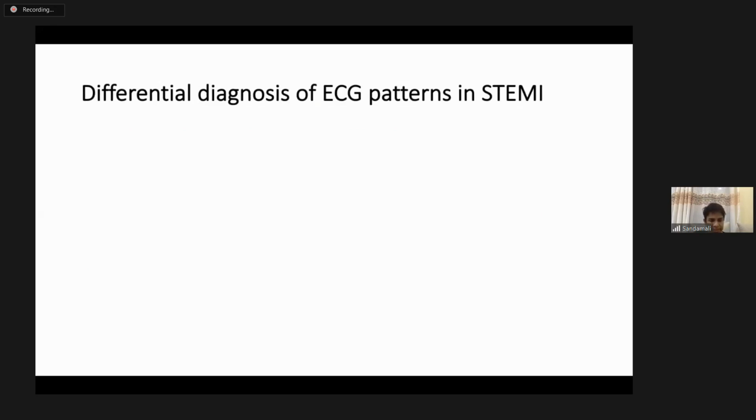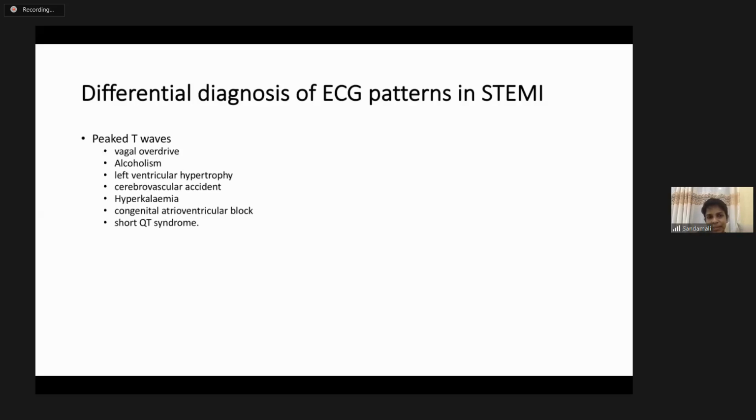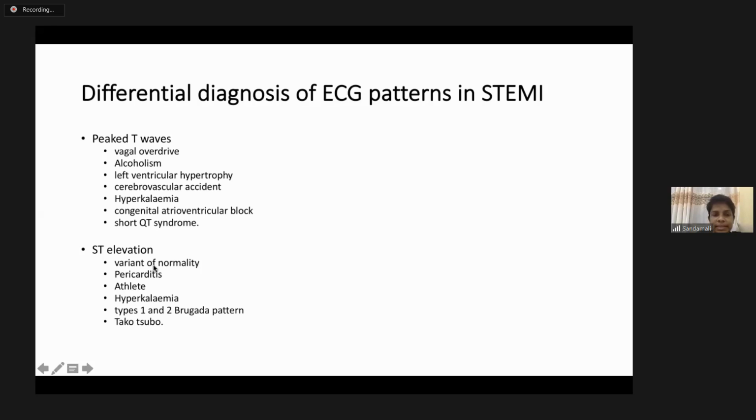When a patient comes with ST elevation in the ECG, is it always due to ST elevation MI, acute coronary syndrome, or can these ECG patterns occur with other conditions? For example, tall T waves can occur with various conditions: left ventricular hypertrophy, stroke, and hyperkalemia can cause peaked T waves. ST elevation can also occur with various conditions like pericarditis, hyperkalemia, Brugada pattern, and Takotsubo syndrome.